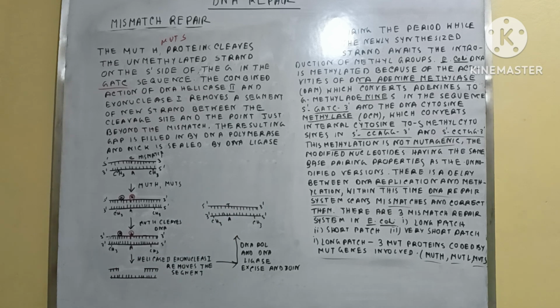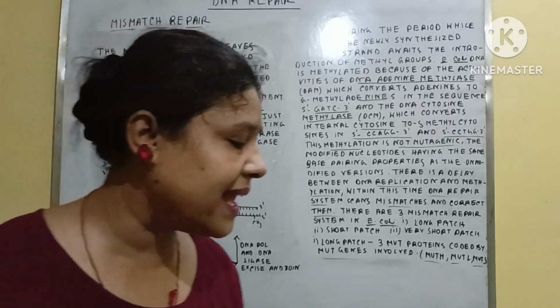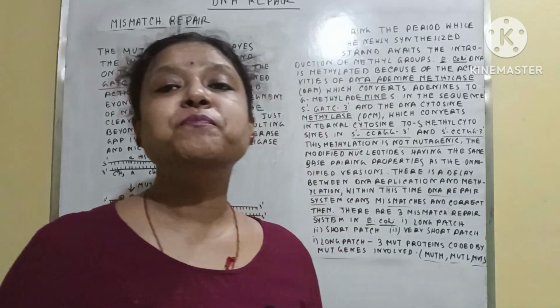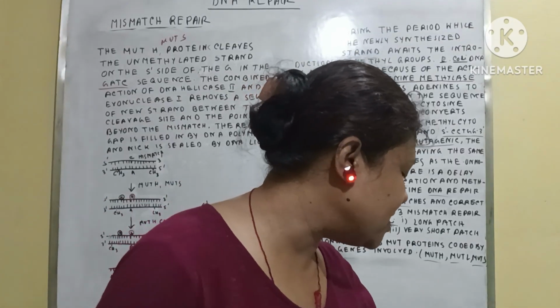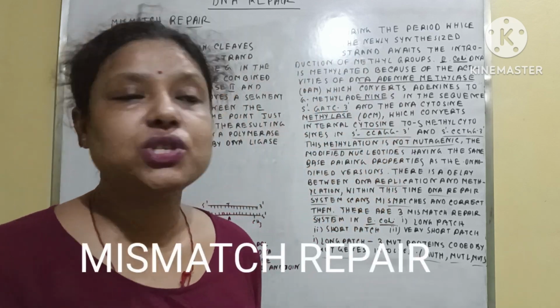Clear? So this is the mismatch repair system, and here I explain this topic in a very brief way. And in my next video, I will try to explain the recombinational repair.